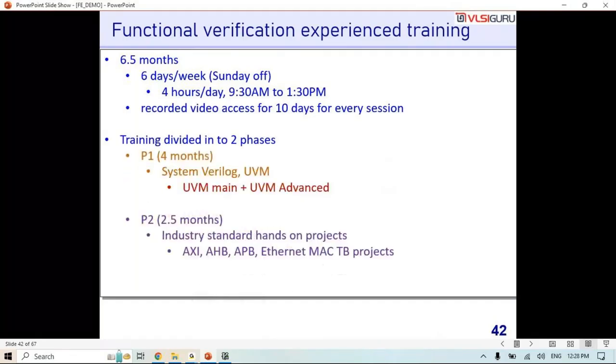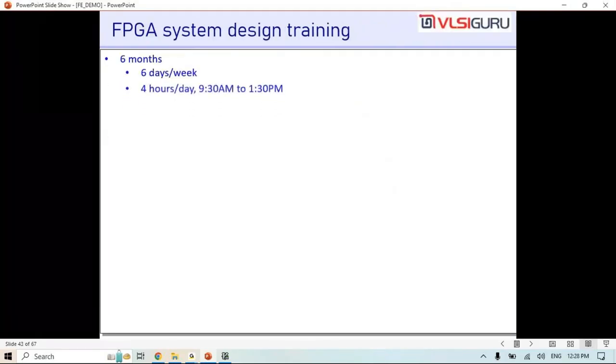Again, as I said, phase 1, phase 2 will be there. For other domains, let's not get into it because I don't think many of you are looking for FPGA training. Okay.